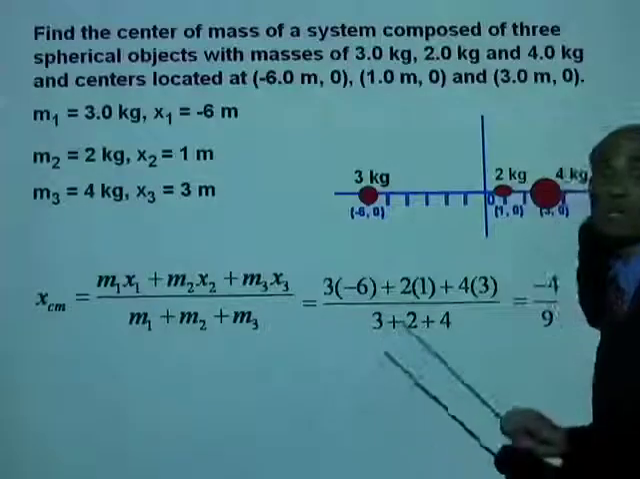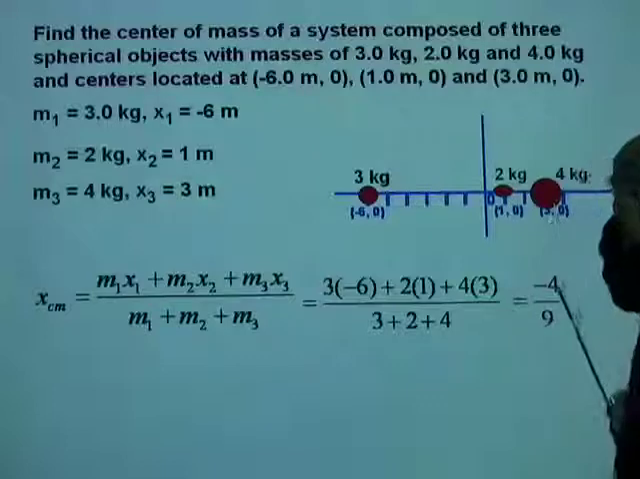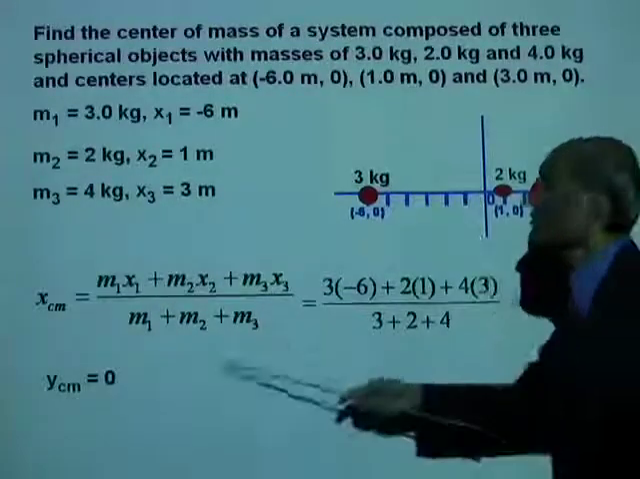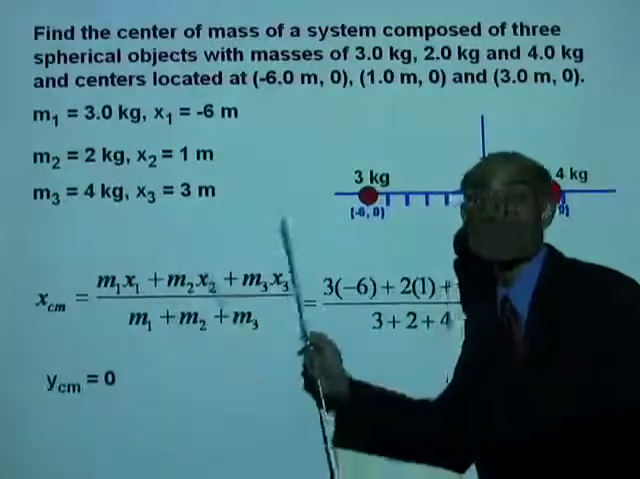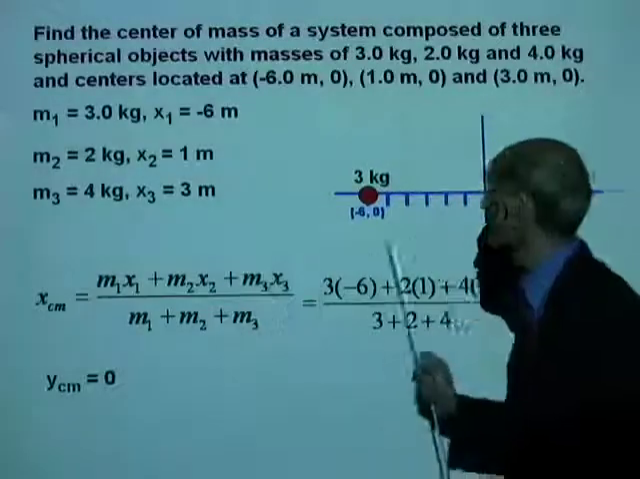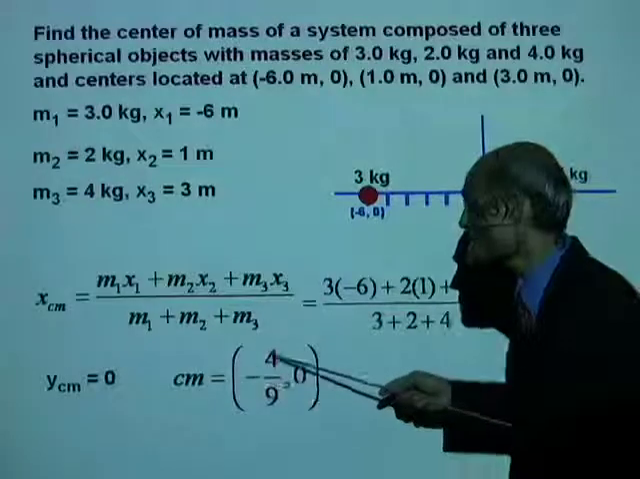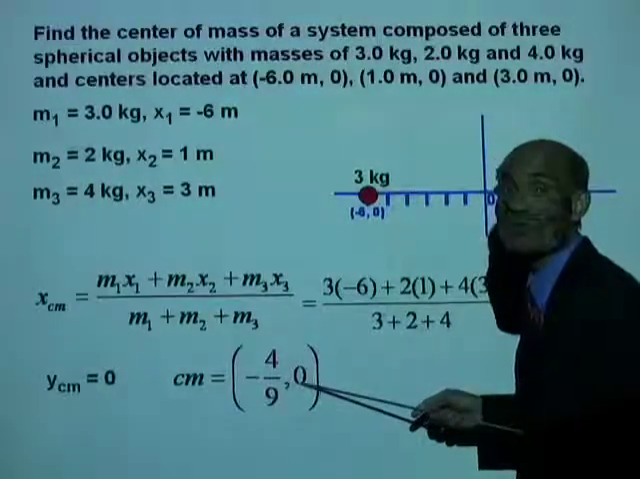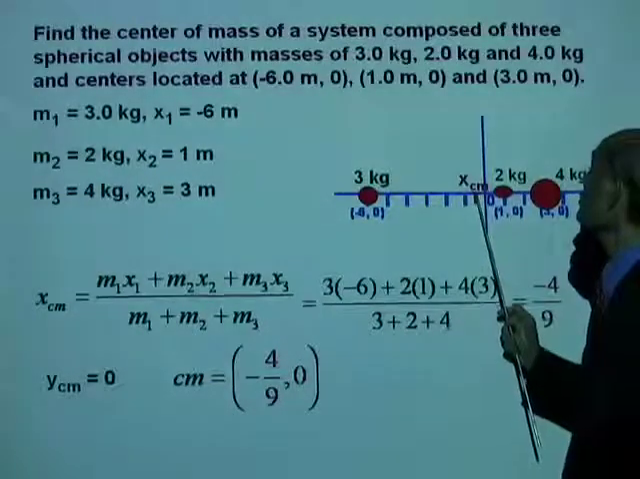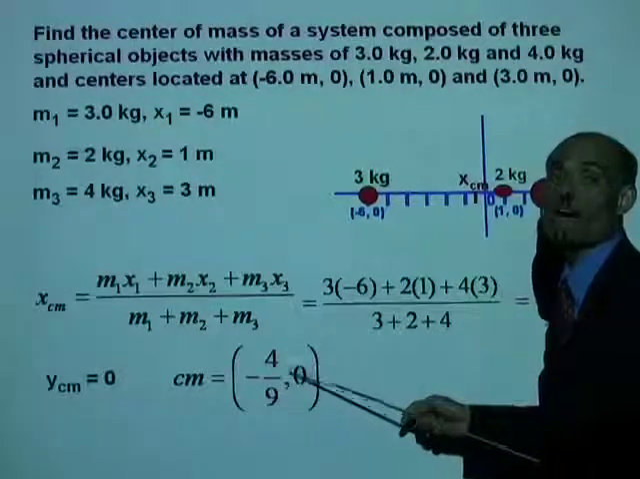-4/9. The position of the center of mass of these three objects is at -4/9. It's somewhere here. Of course, the y center of mass is 0 because all these objects are placed on the x-axis. So the center of mass is at this point, (-4/9, 0). And where is that point? It is right here. This is the x center of mass, which is -4/9, 0.